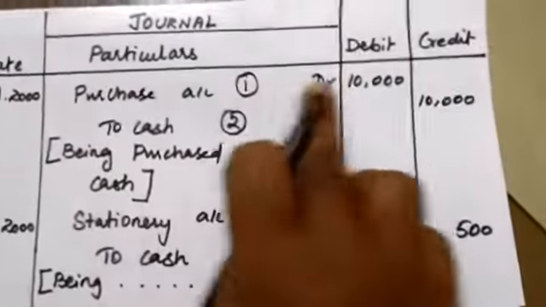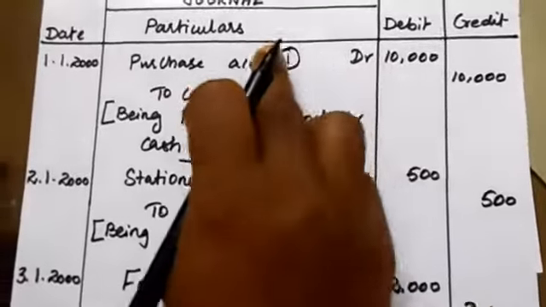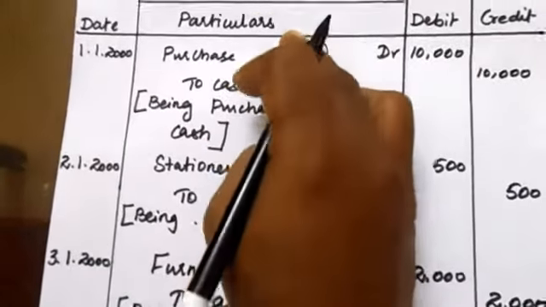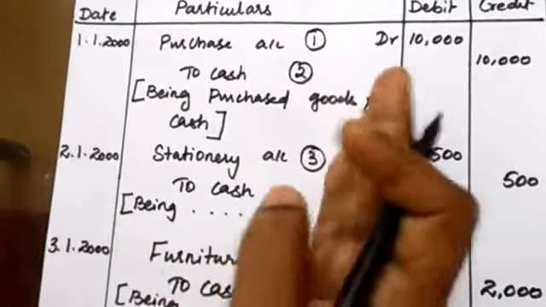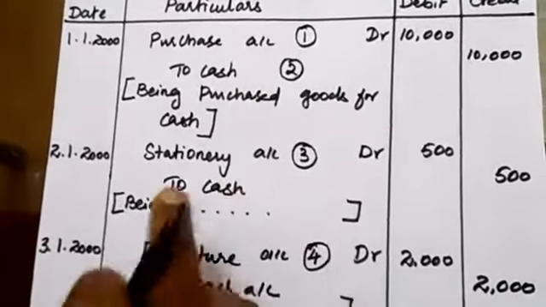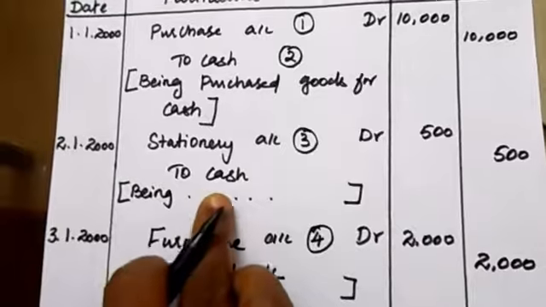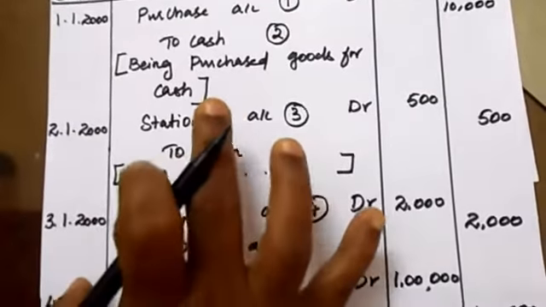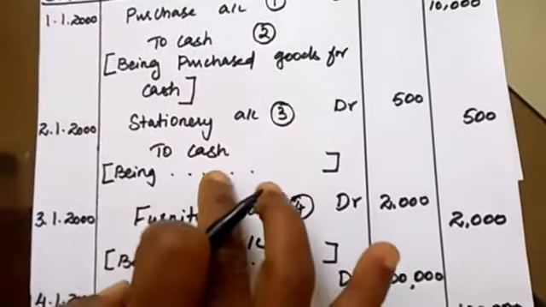Okay, so the first transaction is over. Purchase account data to cash. In the purchase account we have entered cash, and in the cash account we have entered purchase, vice versa. Then come to the second transaction, stationery account data to cash. Enter cash under the stationery account and enter stationery under the cash account.